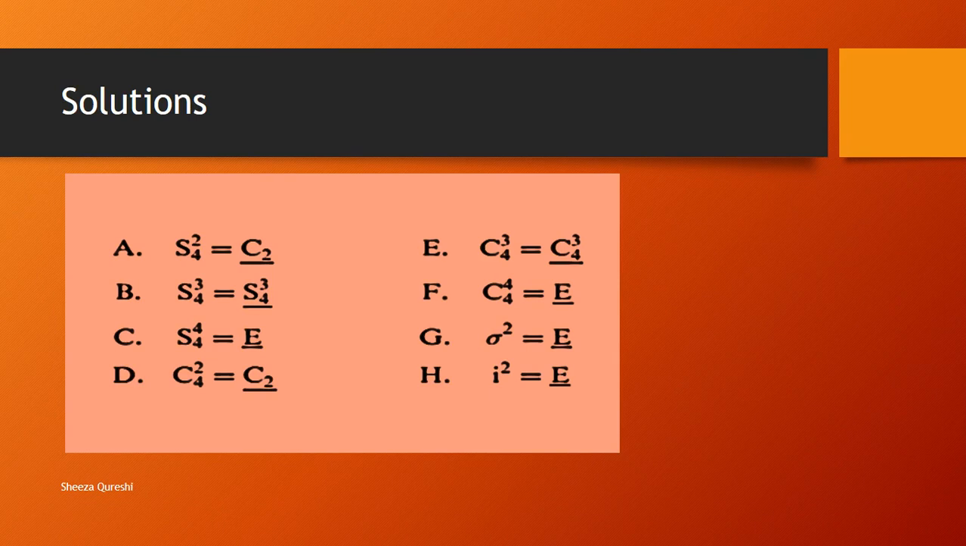G, sigma twice is equal to E. H, i twice, which is equal to E. Sigma twice and i twice: if we apply improper rotation and reflection operation twice, then this will be equal to identity, which is represented by E.